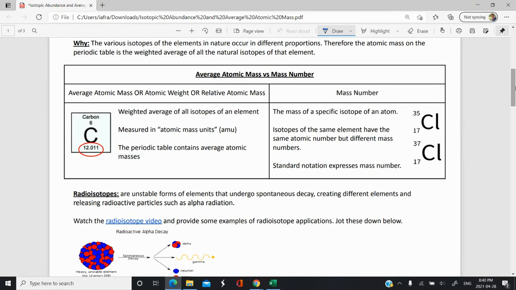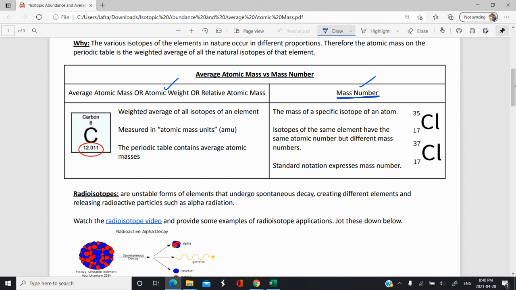And so here we can see a difference between the terms average atomic mass, atomic weight, relative atomic mass. These are all kind of the same term here, and mass number. If you remember, we were rounding the average atomic mass when we were calculating the number of protons and neutrons and electrons just for convenience. When you round that mass, what you actually get is a mass number.